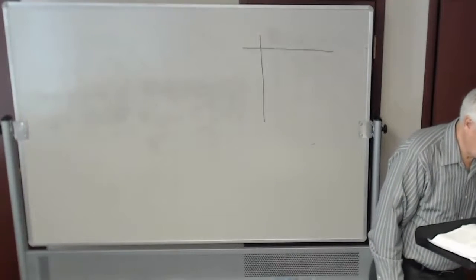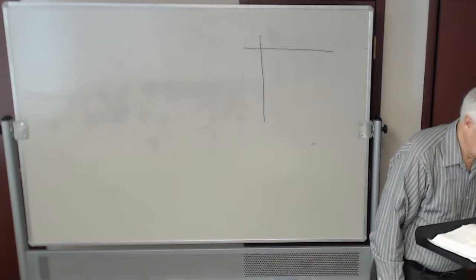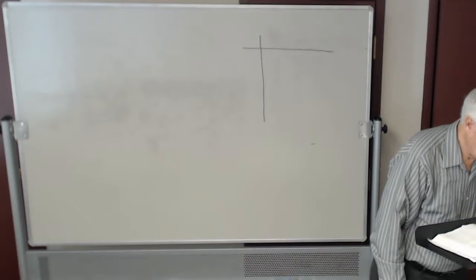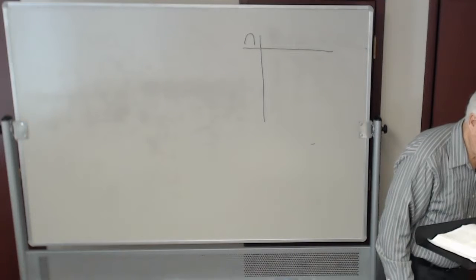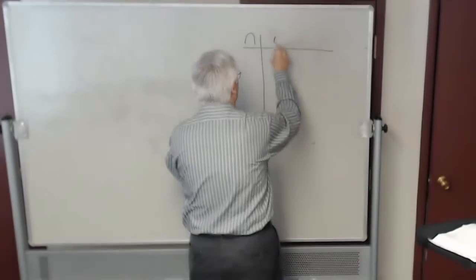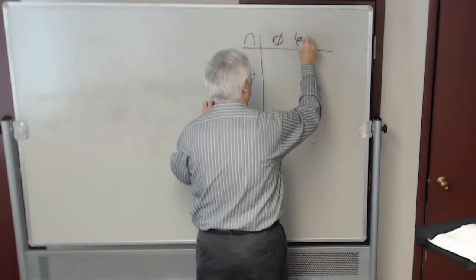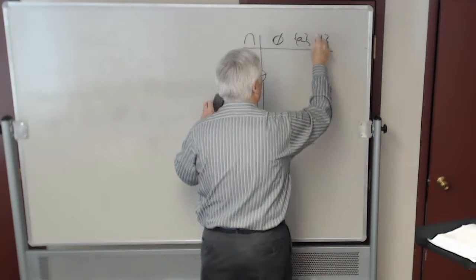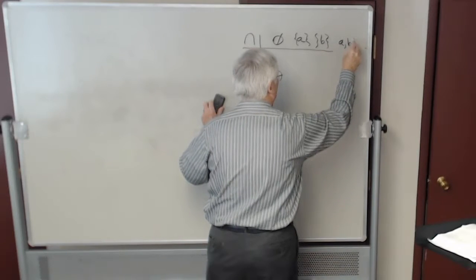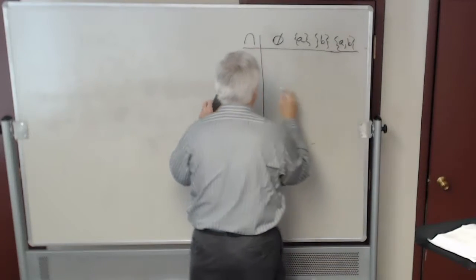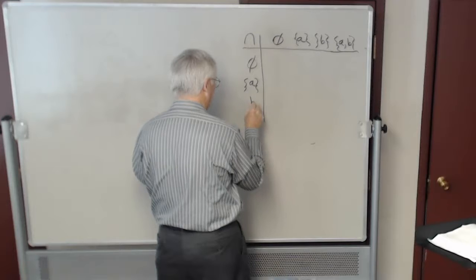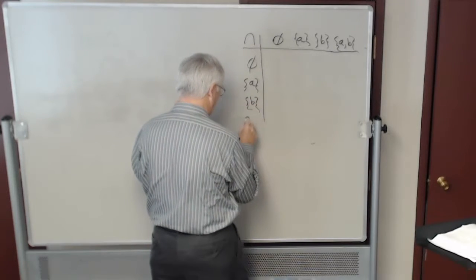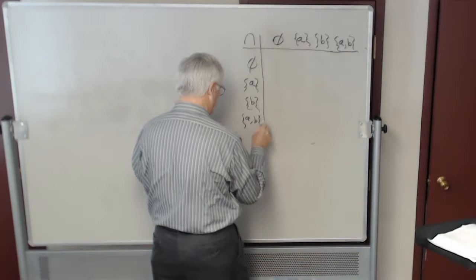And what do we have going for number 13 through 18? We got this little symbol here. And then what do we have? Empty set, A, B, and AB. Empty set, A, B, and AB. Okay?